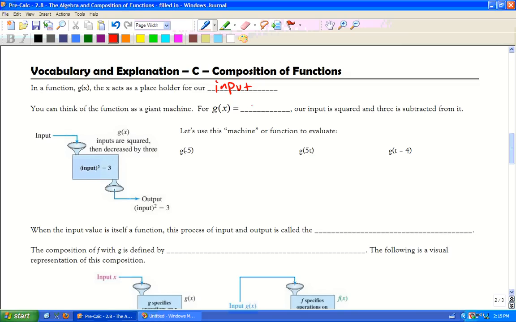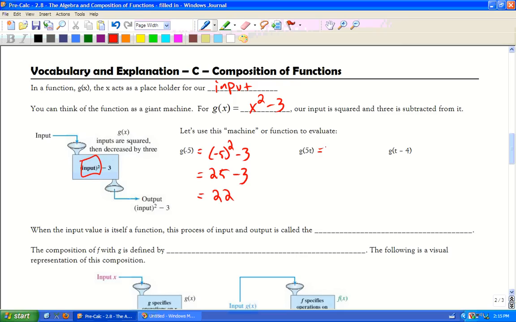For a giant machine of g of x equals x squared minus 3, whatever our input is, we're going to square it, and then subtract 3 from it. So whatever we input, we're going to square it and subtract 3. When we see g of negative 5, that's inputting negative 5, squaring it, subtracting 3: 25 minus 3, which equals 22.